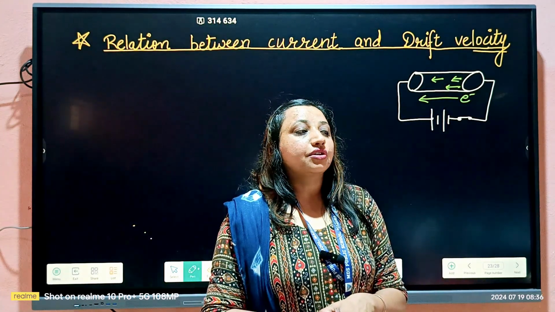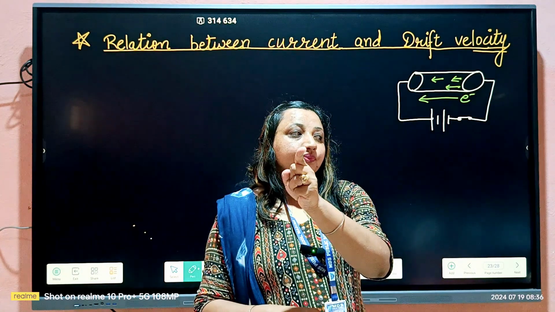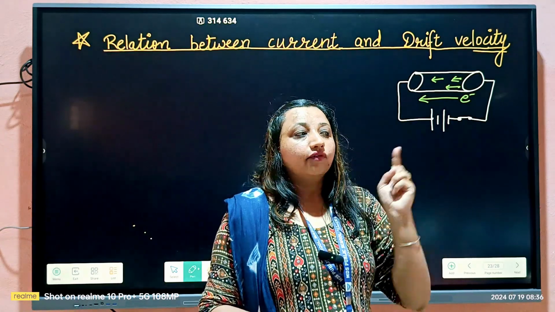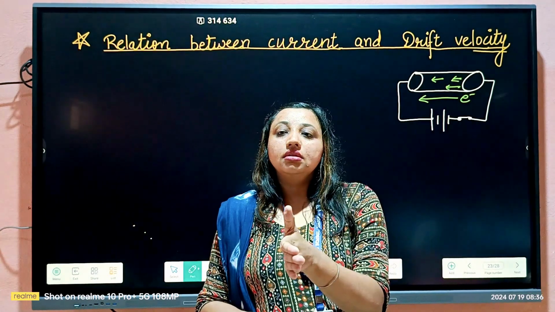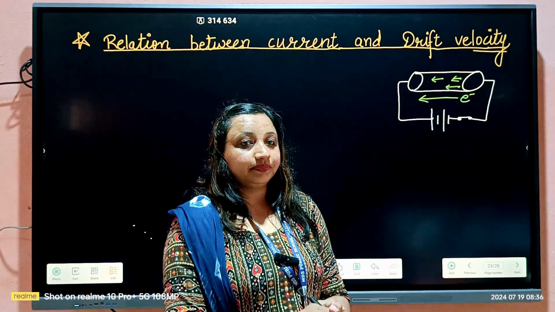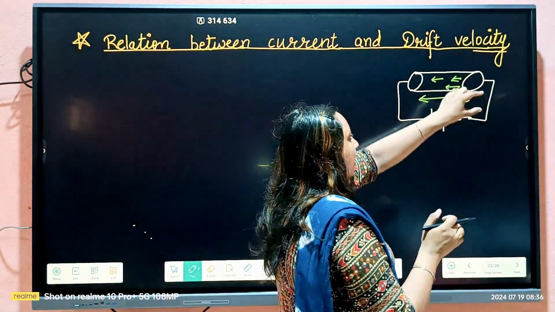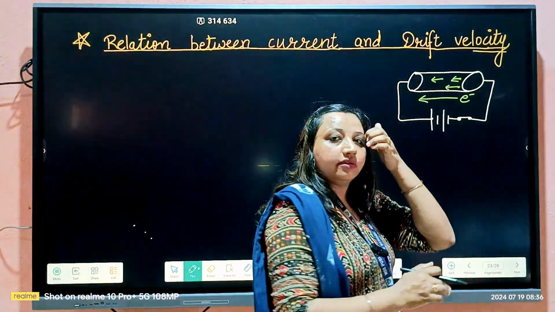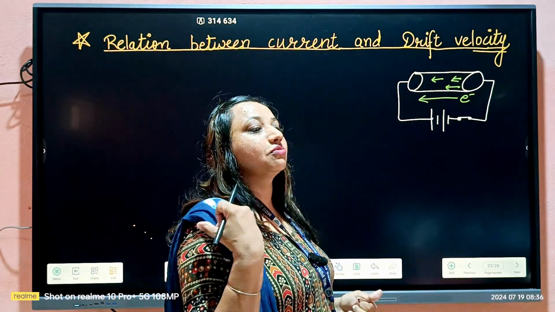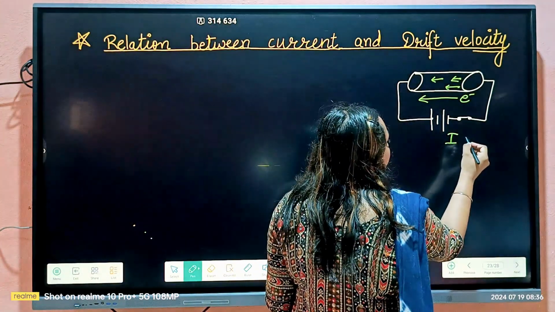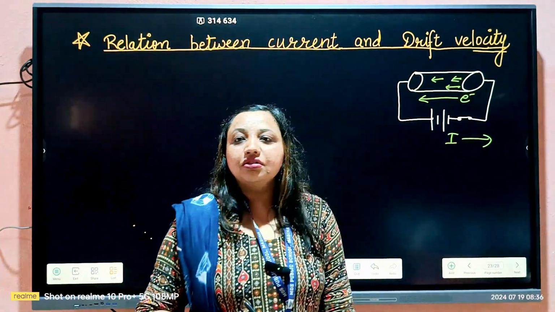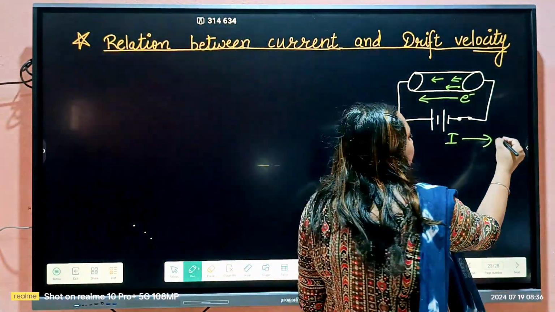And what is the direction of the current? Positive charges move from positive to negative. That is known as conventional current. So the direction of electrons is from negative to positive. It is a troublemaker, always moving in the opposite direction. And the direction of the current is positive to negative.